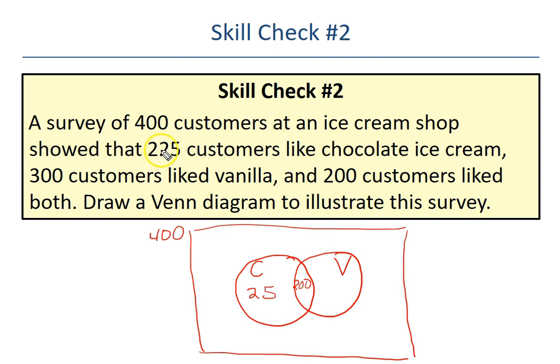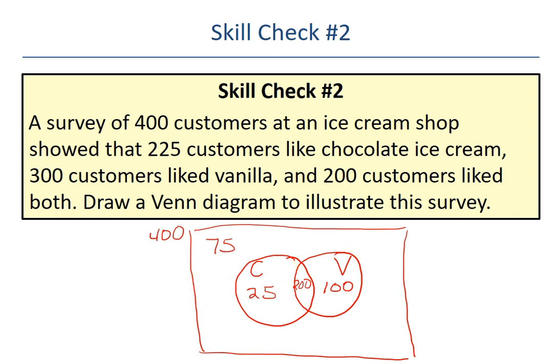And let's see, what are we missing? 300 like vanilla. So we have 200, take away the 300, or from 300, leaves us with 100. So this leads us to a total of 325. So how many didn't like ice cream of the 400 surveyed? Looks like 75.